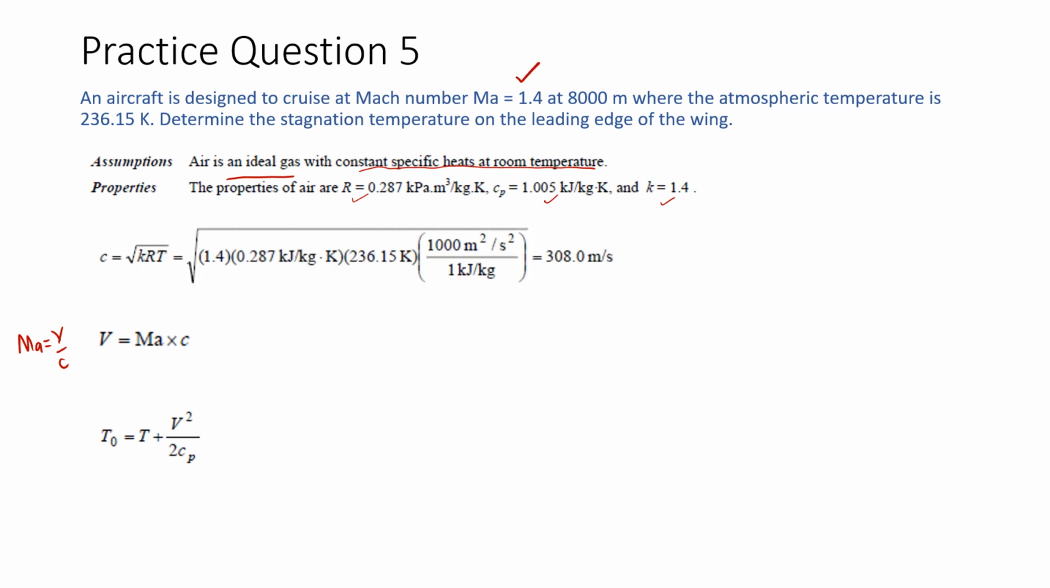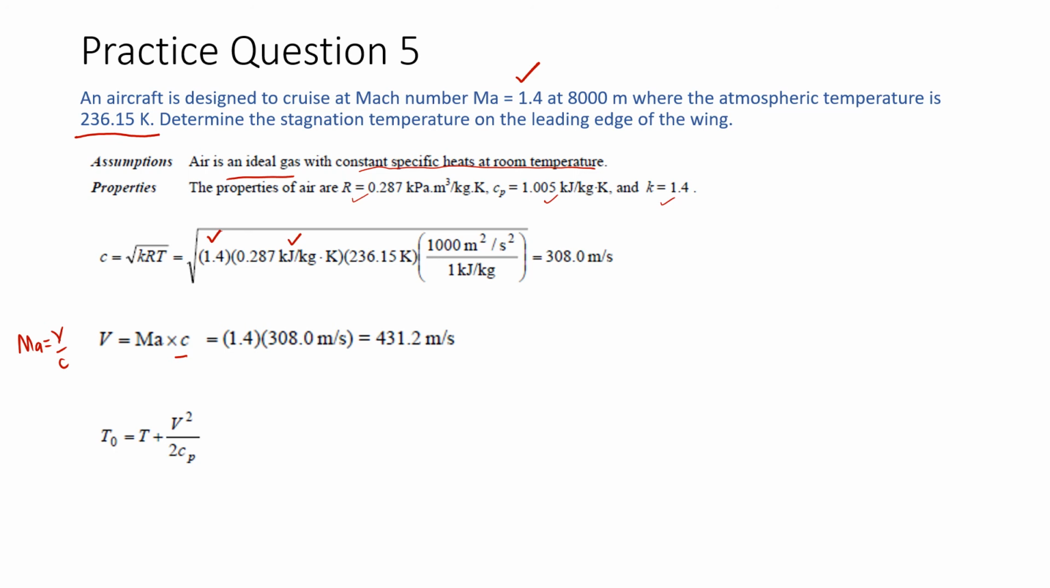C equals square root of KRT. K and R are from the property table, and T is the temperature. The static temperature is given in Kelvin already, so you can just use this value. Don't forget to times 1000, and you get the final answer for C. Put that here, and the velocity of the air will be 431.2 meters per second. Of course, it's expected to be higher than C because the Mach number is more than 1.